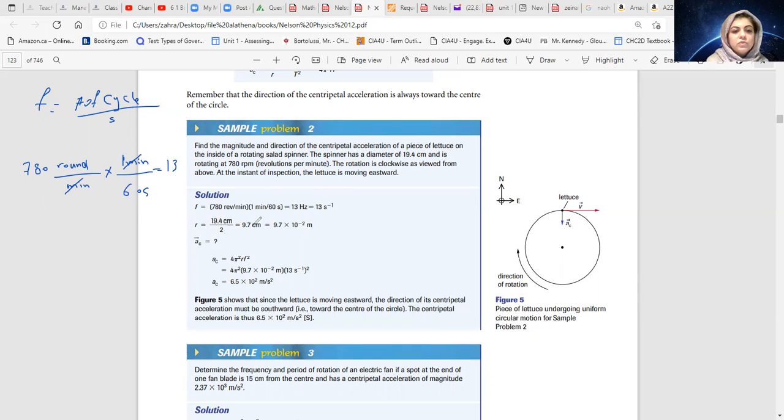So we already divided by 2 and turned it into meters. Then we want to find the centripetal acceleration for this question. Since we have frequency, we can use 4 pi squared r f squared. So this is the equation that we use. We have r, we have frequency. Simply we can calculate that.